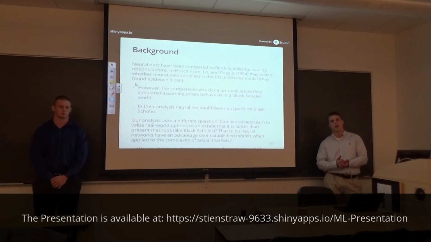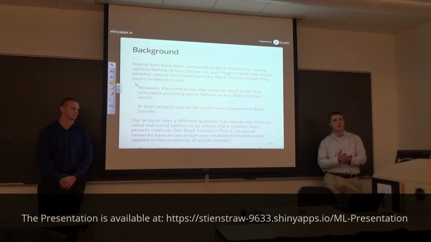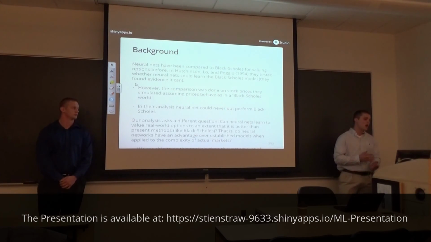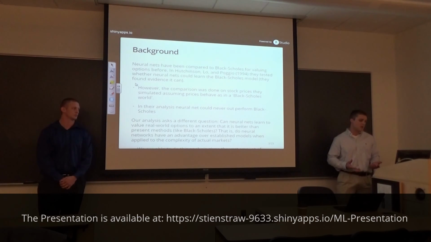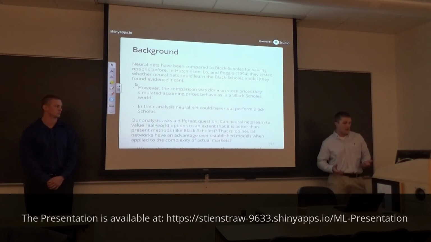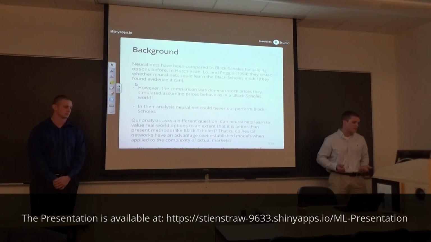The assumptions of the Black-Scholes were given, they were valid, and they just wanted to see if the neural nets could actually value options exactly the same as Black-Scholes. So that's kind of what they were looking at. We're doing a little bit of a spin-off look, asking a slightly different question. We want to know if neural networks can learn to value real-world options to an extent that is better than the present methods like Black-Scholes. That is, do neural networks have an advantage over established models when applied to the complexity of actual markets? So we're going to release some of the assumptions within the Black-Scholes to try to make it more realistic to actual market activity.